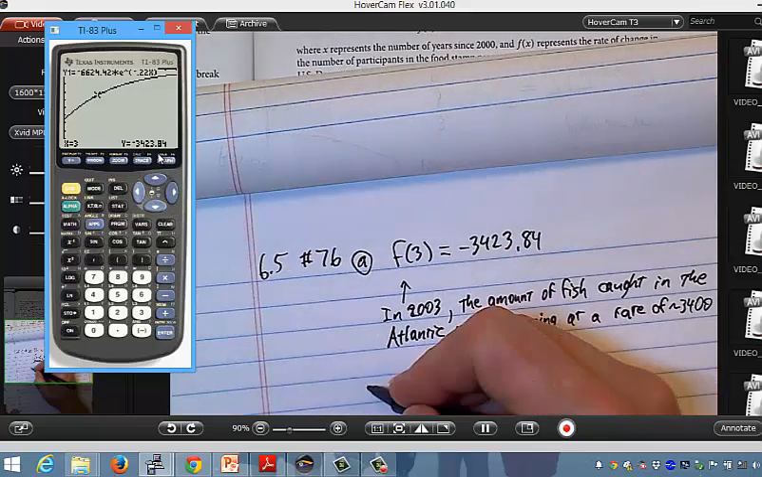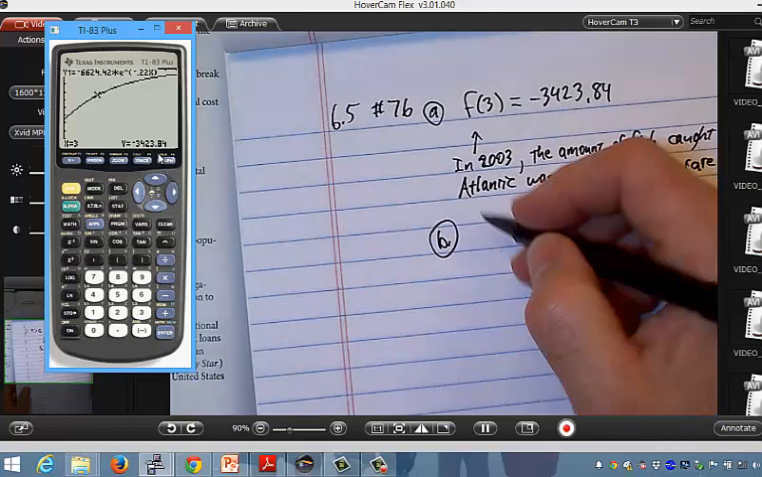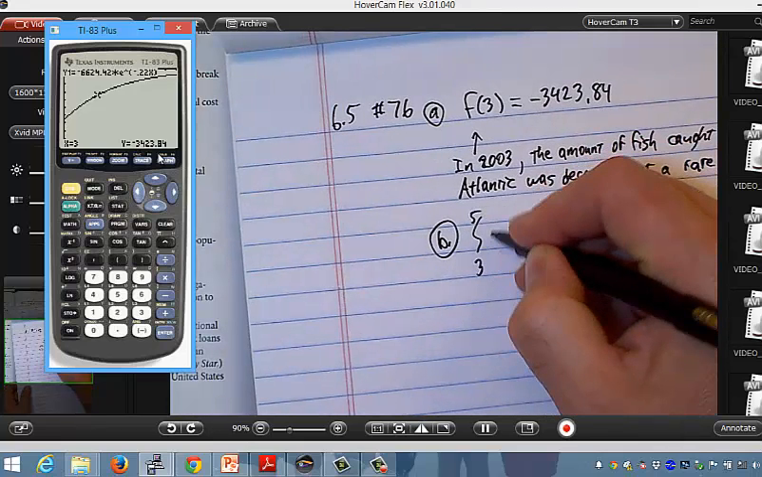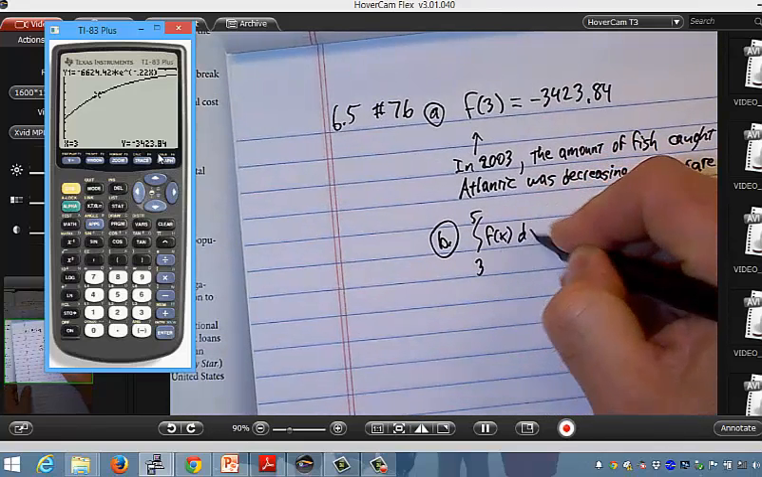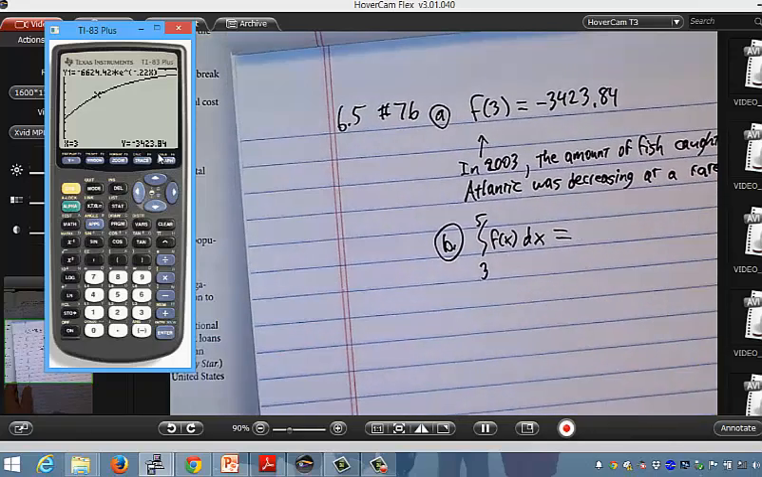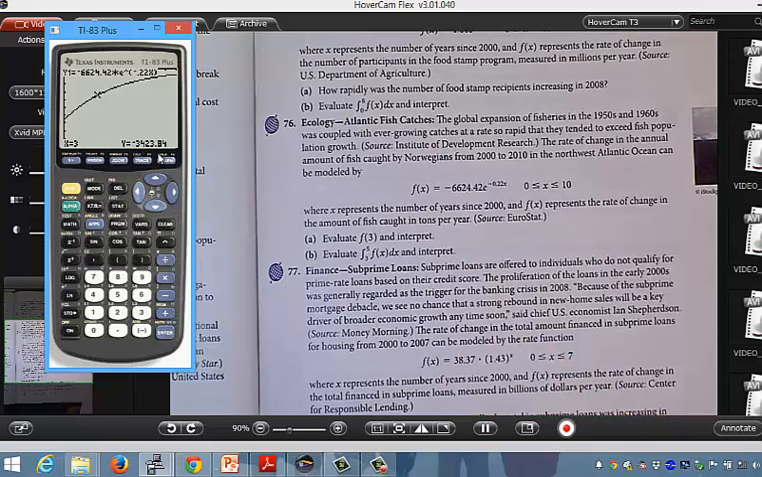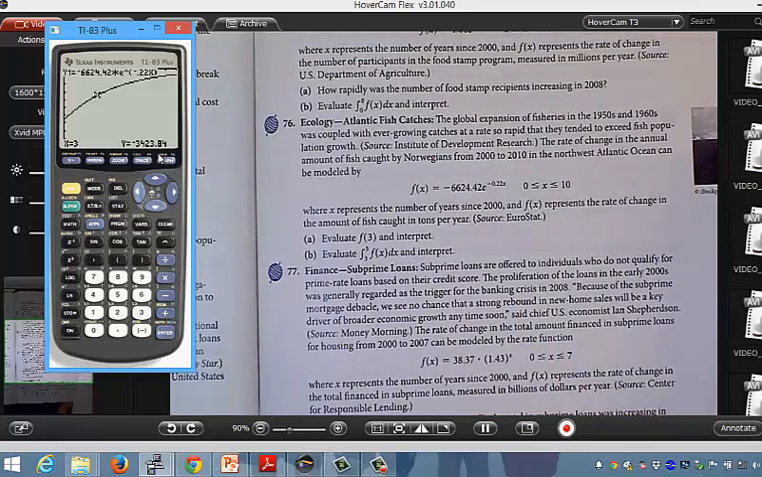Now part B is going to be about the integral. Part B says, let's integrate from 3 to 5, f of x dx, and interpret. Now I know you could do this, right? If you had to integrate it, there'd be a u substitution. I can show you that if you want. But I think for the sake of time, I'm just going to let the calculator do the work and then interpret it.